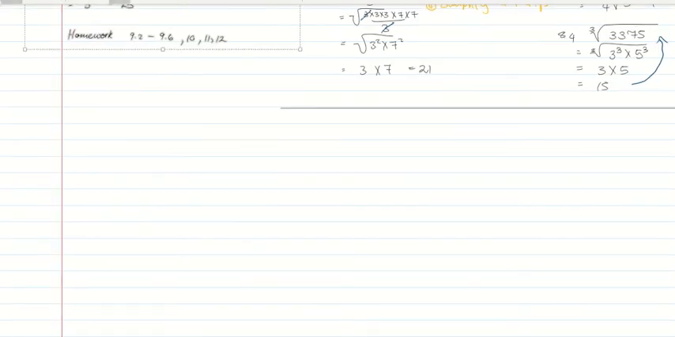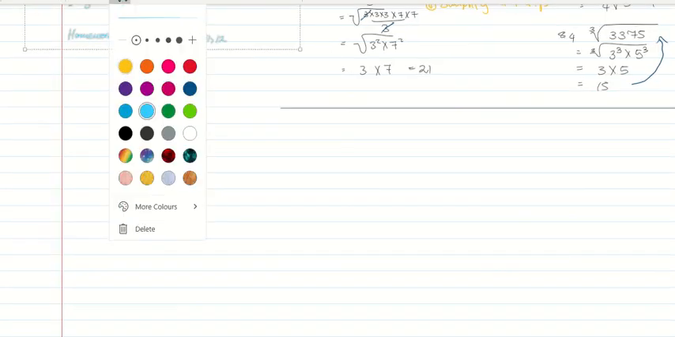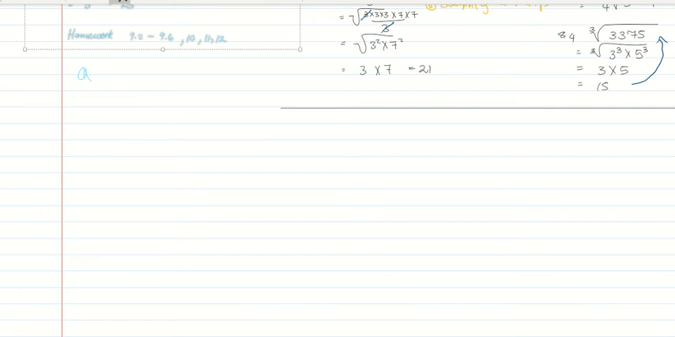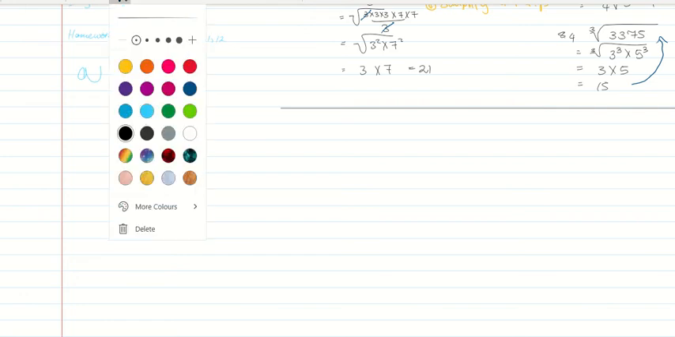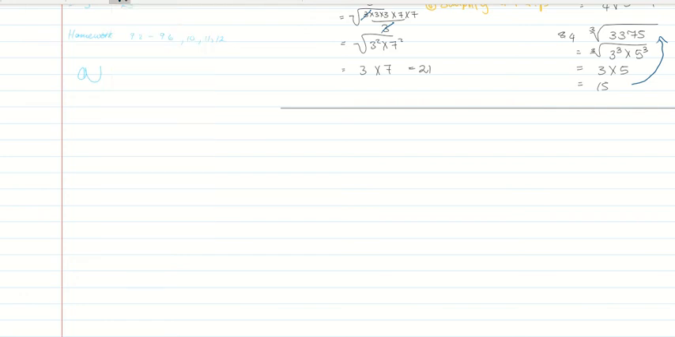Let me just see if I can turn this to black or blue. Let's make it dark blue. Excuse me.